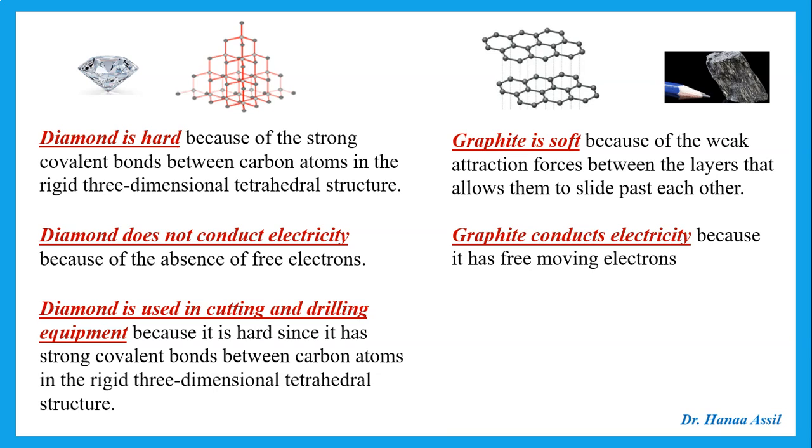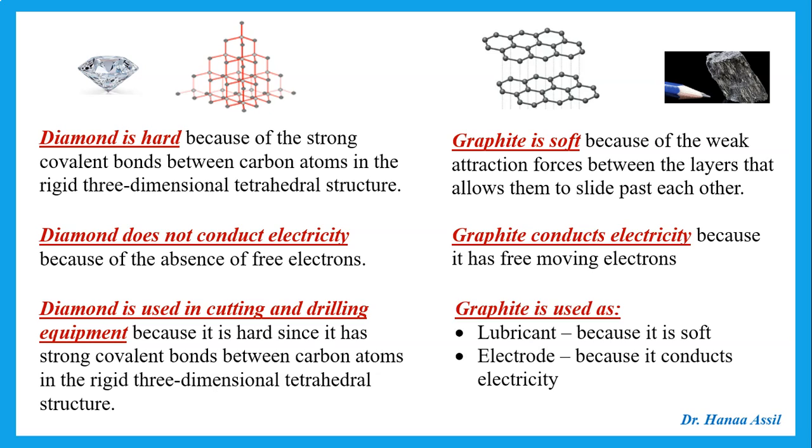You should know that diamond is used in cutting and drilling equipment. Please don't say diamond is used as jewelry. We don't say that. Diamond is used in what? In cutting and drilling equipment. Why? Because it's hard. Why is it hard? Because it has strong covalent bonds between carbon atoms in the rigid 3-dimensional tetrahedral structure. So it is hard because of its structure. Now, because it's hard, we use it for what? We use it for cutting and drilling.